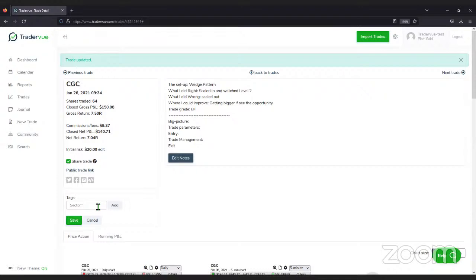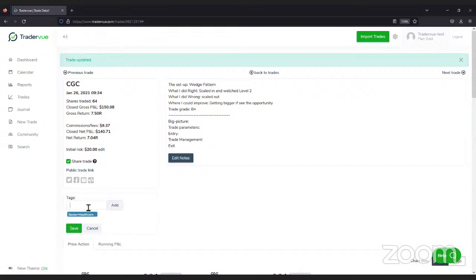Something that I wanted to see in my personal Tradervue account was if there was some valuable information, or if I was performing better in some sectors versus others. So I started creating tags for the sector. In this case, for example, I believe CGC is under healthcare, so I created sector equals healthcare. I also remember that I created setup equals wedge or wedge pattern.